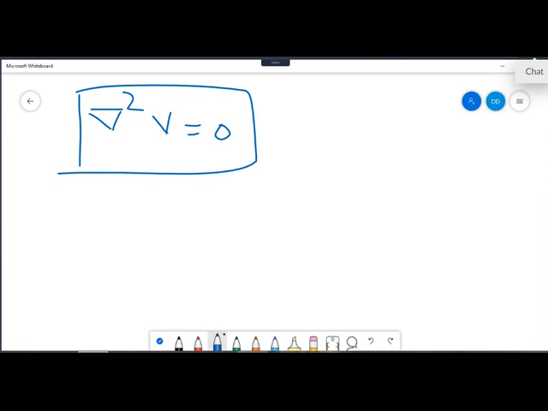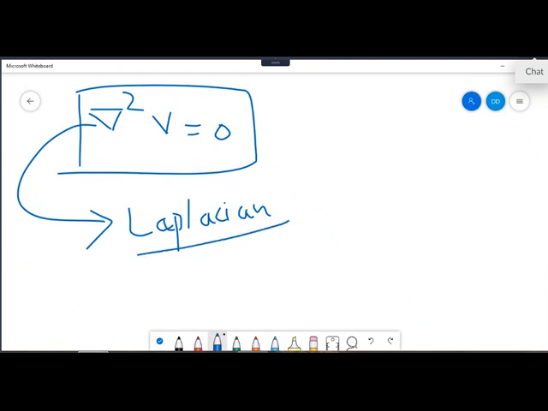Okay. So always remember, Laplace equation is applicable in charge-free region, and Poisson's equation is applicable in charge existing region. And this del square is also known as Laplacian operator. Laplacian, that also remember. Del squared operator. Del square is known as Laplacian operator.